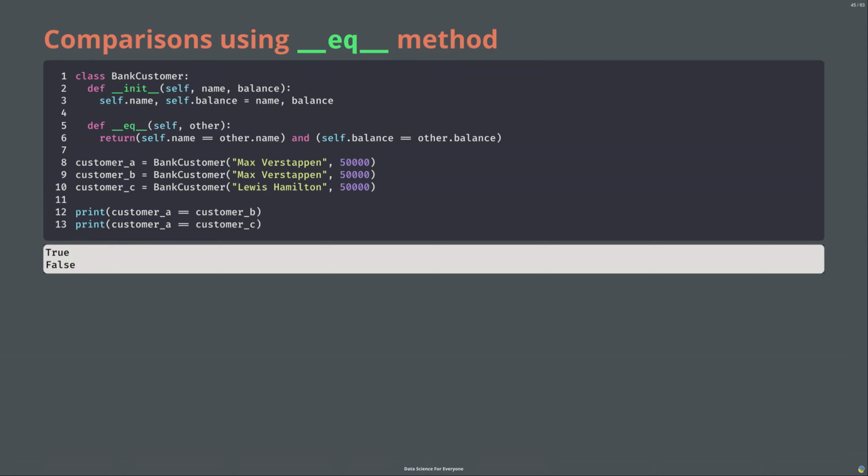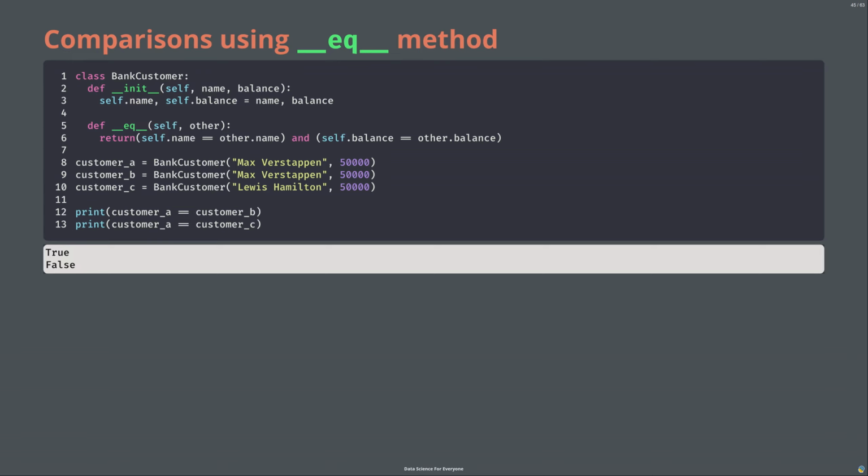In a similar way, Python has a method called __eq__, which is automatically used when 2 objects of the same class are compared with a double equals to. This method takes 2 arguments, typically named self and other, and it must return either true or false.